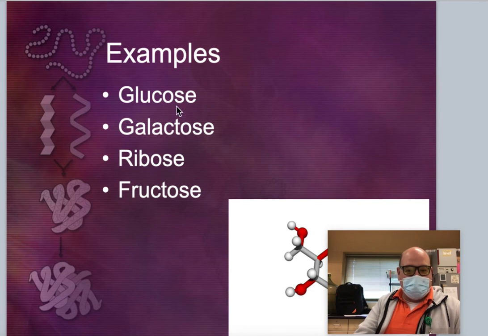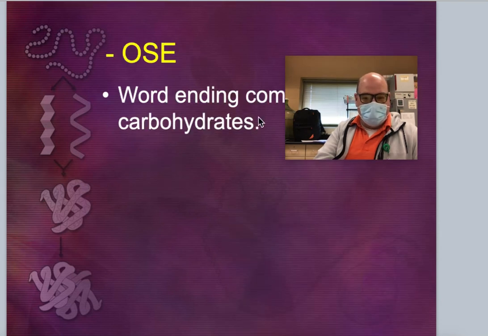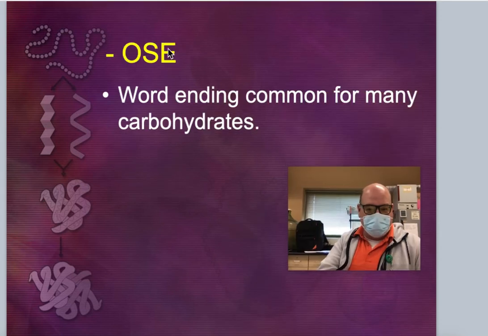Some examples are glucose. They all end in ose, okay? And let me move my picture here. Down there, you can kind of see there's a ring. And each angle of that ring is carbon, and the red things are oxygens, and the white ones are hydrogens. So this is in the ring form, and that's glucose. And yeah, they all end in ose. Most carbohydrates do. There's some that don't, but most do.